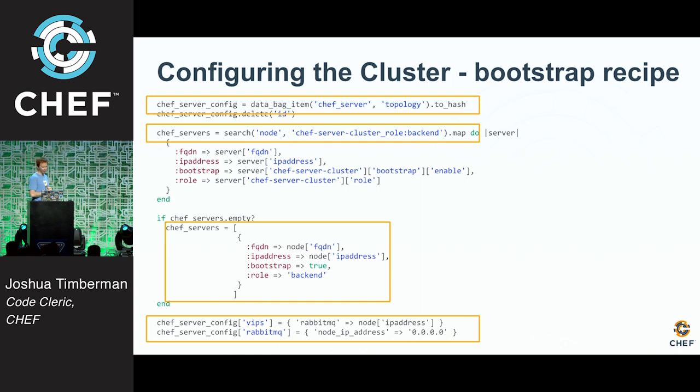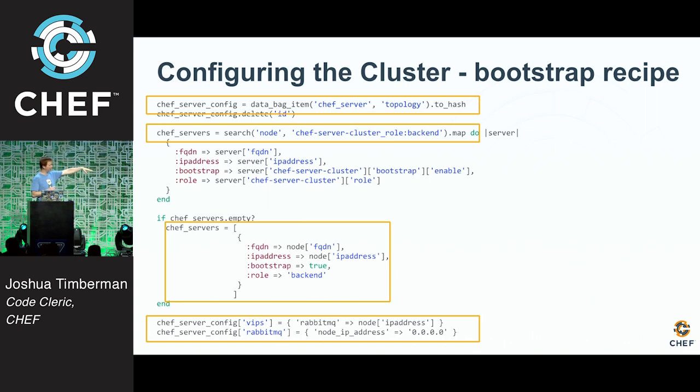So what we do is we load that data bag item, the topology data bag item, and then we do a search for any other nodes. This is in the Bootstrap backend recipe. So we do a search for any nodes that are also backends, and then we grab data about them. And if that's empty, then we're just going to write our Chef servers with information about ourselves.